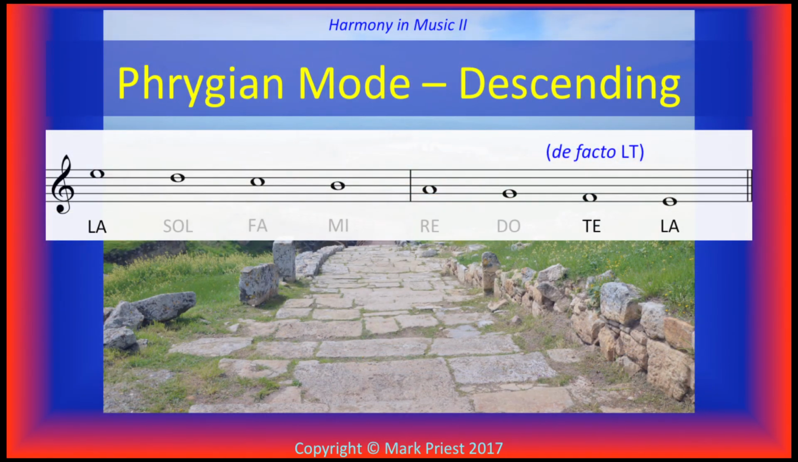The raised seventh degree is rare in Phrygian mode. However, the second degree of E Phrygian, F, is only a semitone above the final. La, Sol, Fa, Mi, Re, Do, Te, La, descending. So this second scale degree in Phrygian functions as a de facto leading tone. How does it sound to you?